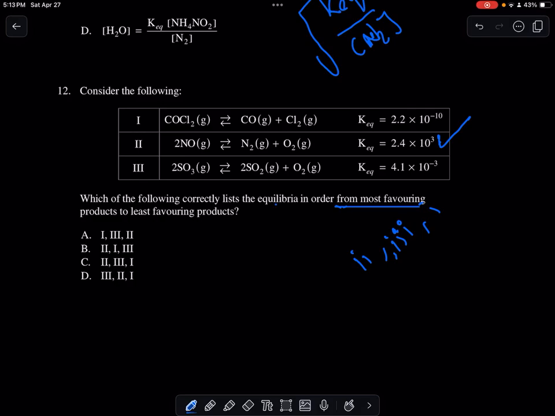Sorry, I may have misread this. Of most favoring products to least favoring products. So the one that favors products the most is 2, then 3, then 1. Nope, sorry, my mistake. Yeah, 2, 3, and 1. So that should be option C.